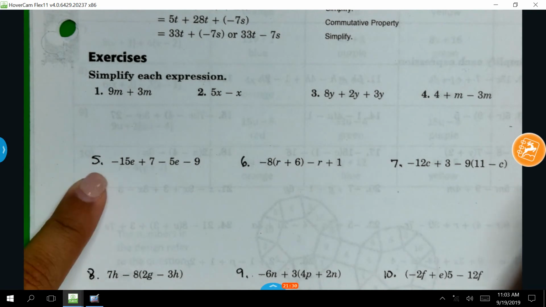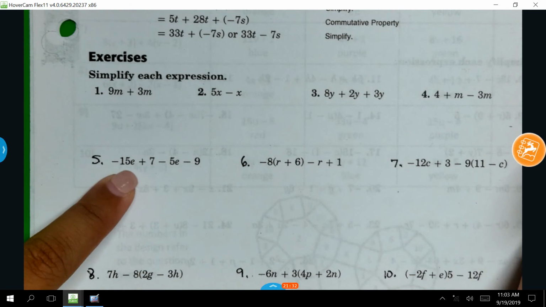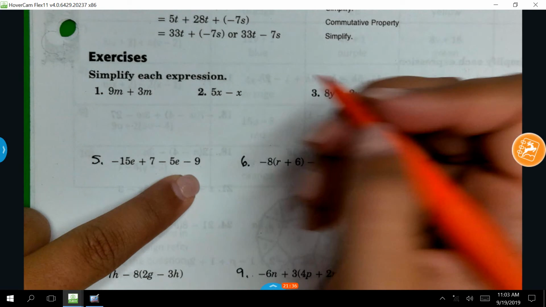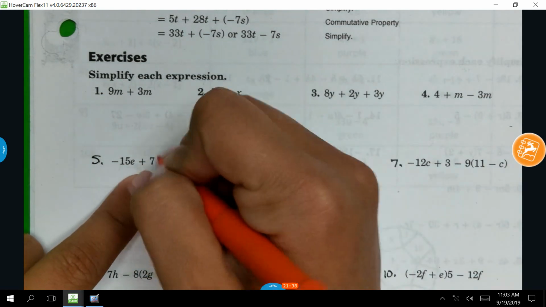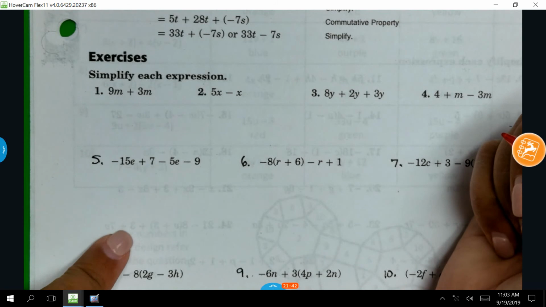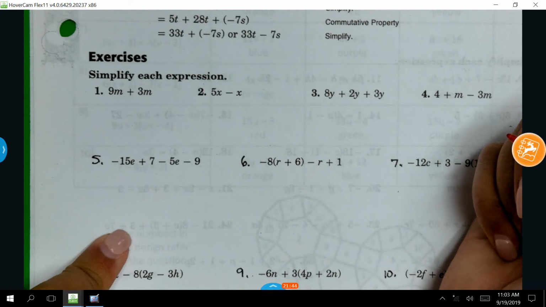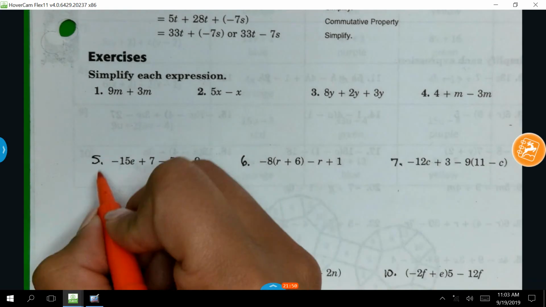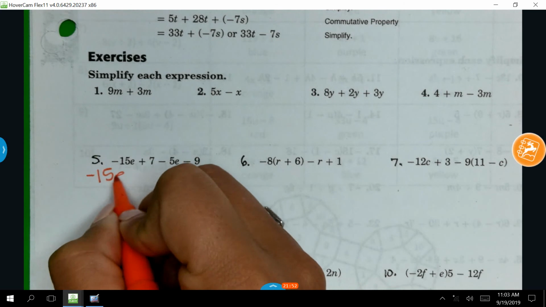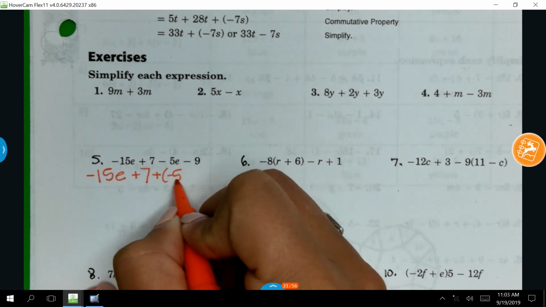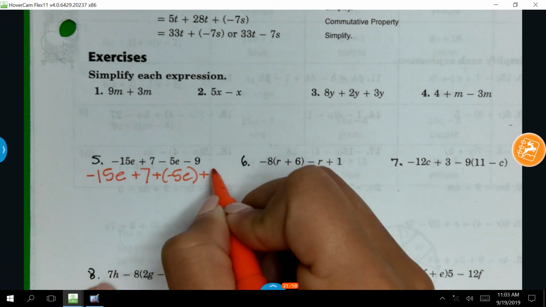Alright, so number 5, I've got negative 15e plus 7 minus 5e minus 9. What do I want to do first with those minus symbols? Caleb. Like, do like 7 plus negative. Right, we want to change it to adding that negative. So negative 15e plus 7 plus negative 5e plus negative 9.